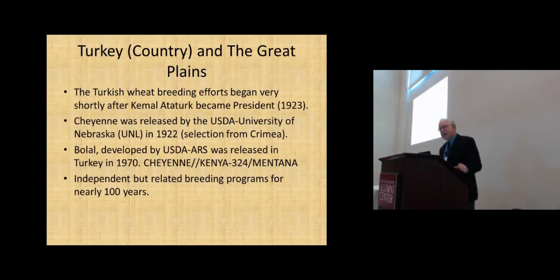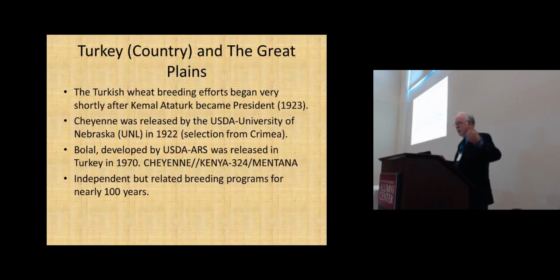Now, that led us to think, let's see, Lincoln and Ankara cluster in the same set of environments, right? The founding population of the Great Plains came out of Crimea. Interesting. The Turkish wheat efforts began shortly after Kemal Ataturk became president. He built the great wheat breeding stations of Turkey: Eskişehir, Konya, Ankara. Cheyenne, our founding population wheat, was released in 1922. You're beginning to see a little similarity here.